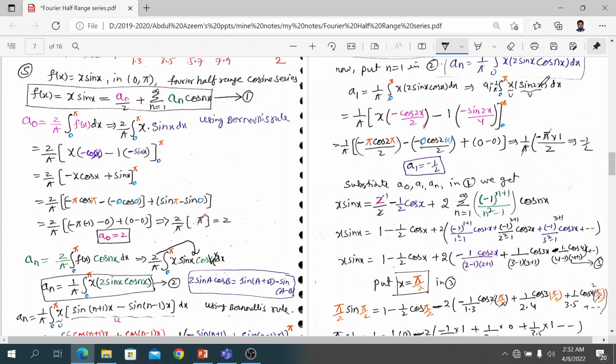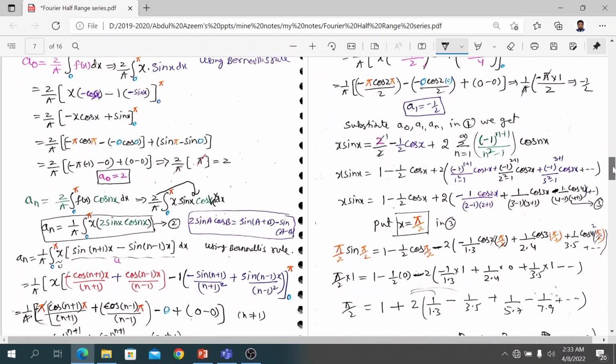Now v: integrating sin 2x gives minus cos 2x by 2, integrating again gives minus sin 2x by 4, from 0 to pi. Now upper limit minus lower limit, 1 by pi: upper limit minus pi cos 2pi by 2, minus here it is 0, plus sin value is always 0. So 1 by pi times minus 1, cos 2pi is 1, by 2 only. This pi cancels, minus 1 by 2 is the answer.